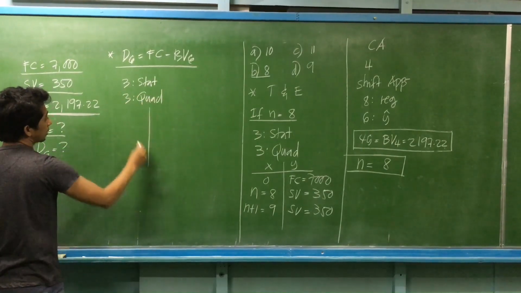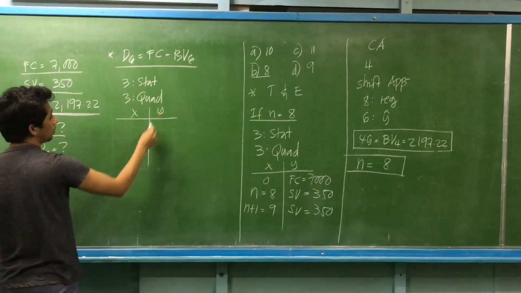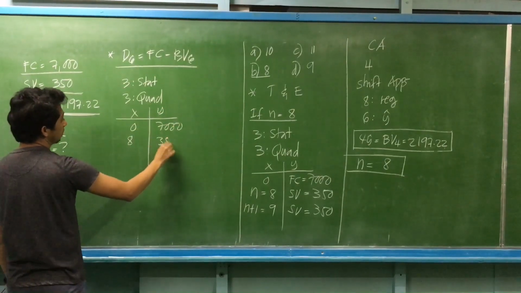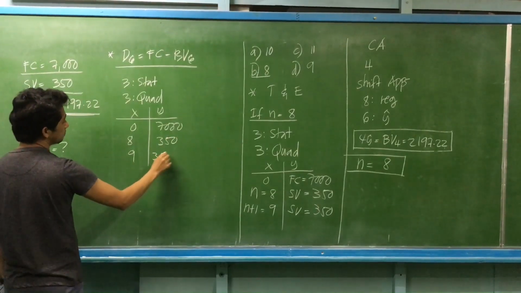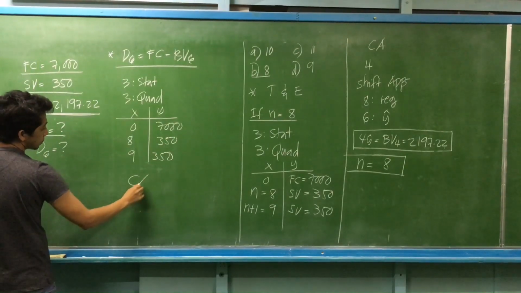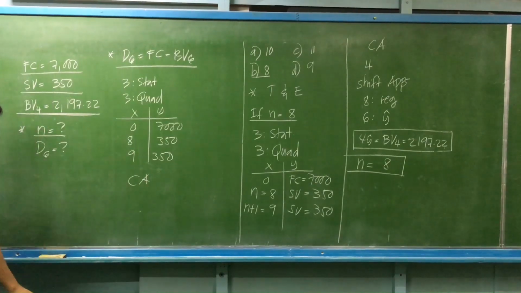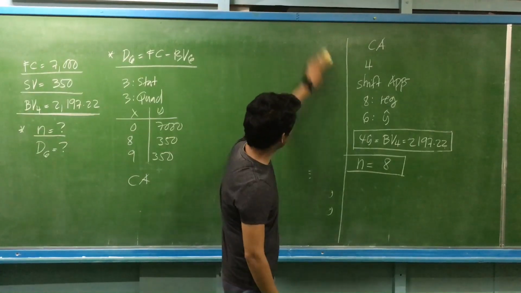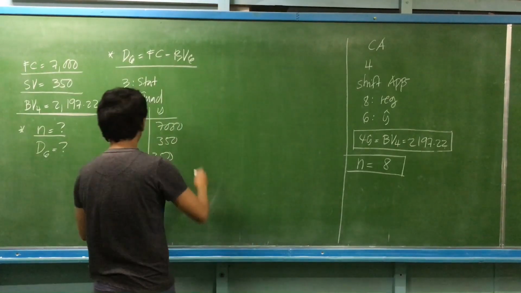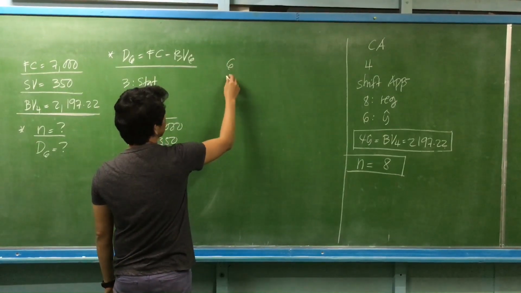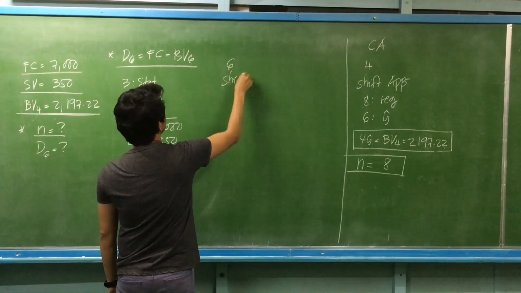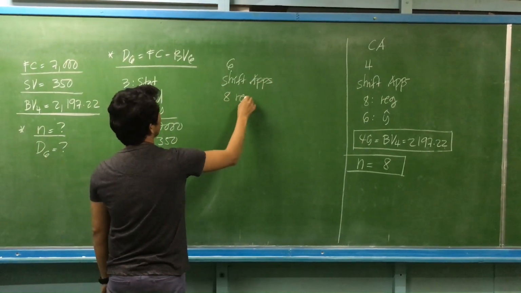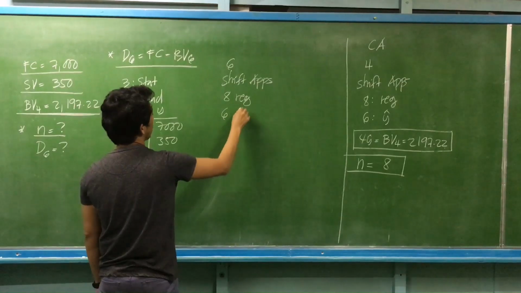Okay, then maglagay lang tayo ng data for x and y: 0, 7,000. This is 8, 350. We have 9, 350. Then press clear all or CA. So ang hinahanap natin ngayon is si book value number 6. After pressing clear all, type nyo yung 6. Then this is shift, tapos number 8, regression. Okay, number 6, Y hat.